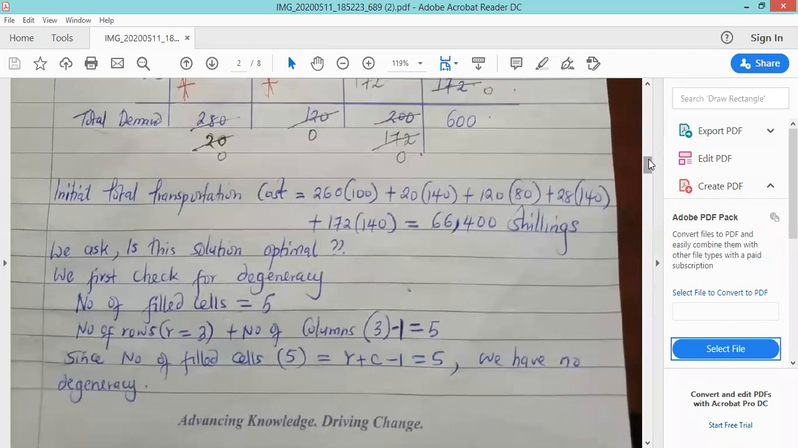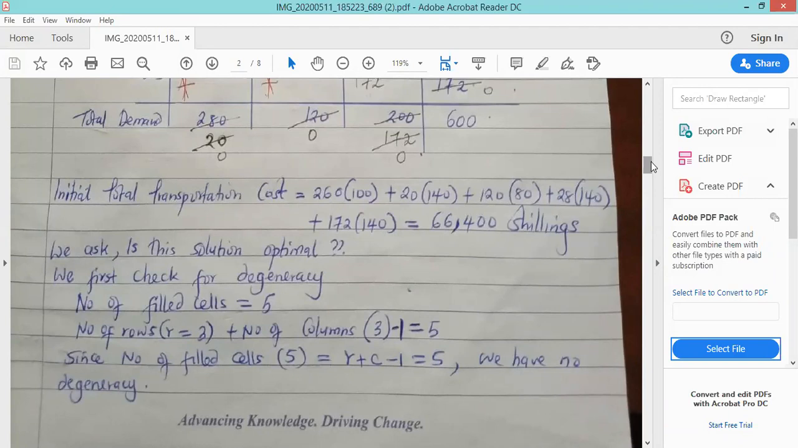To check for optimality, class, we first of all check for degeneracy. Degeneracy is a situation where you find out whether the number of filled cells equals the number of rows added to the number of columns less 1. If they are not the same, then we say a degeneracy occurs. In a rare case, such will be the situation. But if it does, there's a procedure to deal with a case of degeneracy.